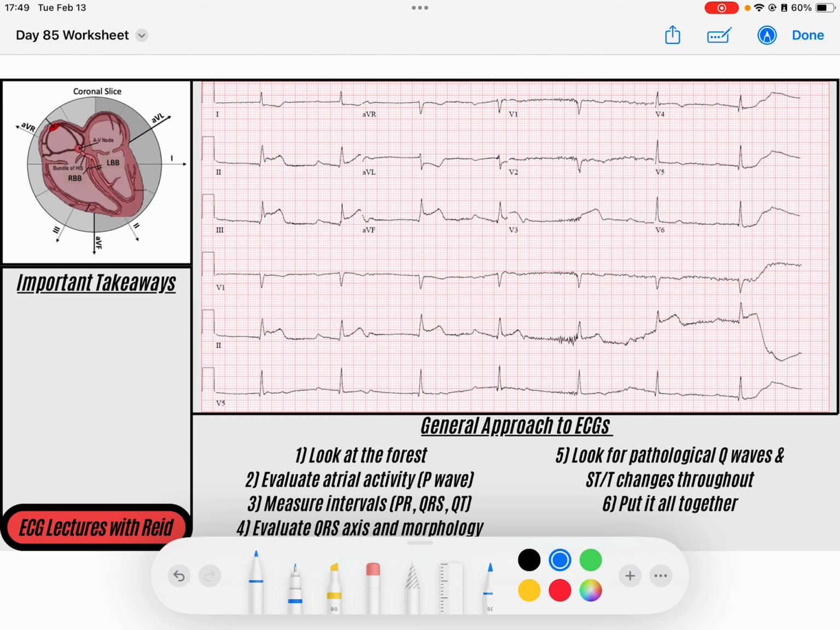So let's jump into this rhythm. This is a fun one. There's obvious findings, there's less obvious findings. Let's get into the nitty gritty.